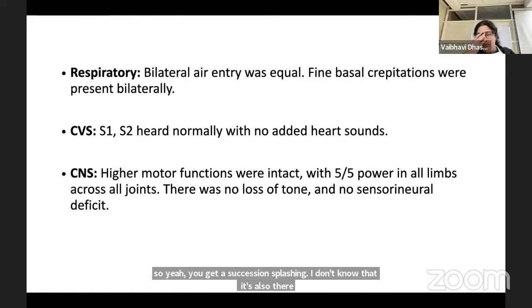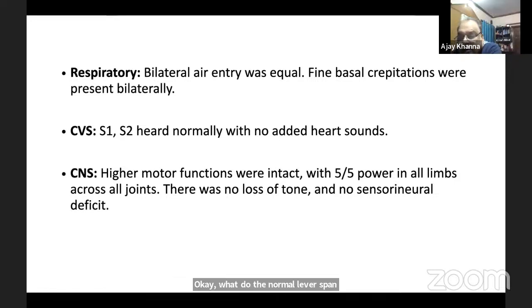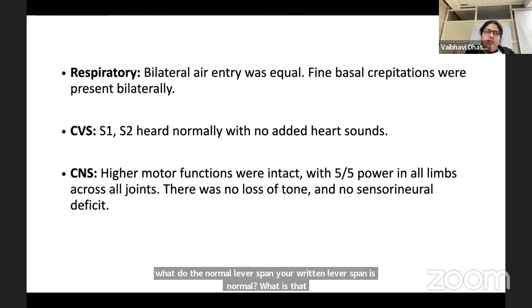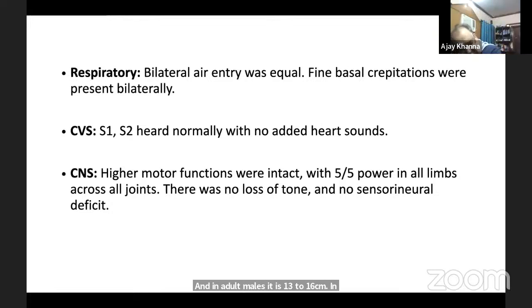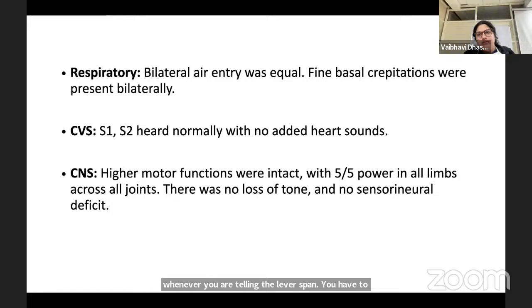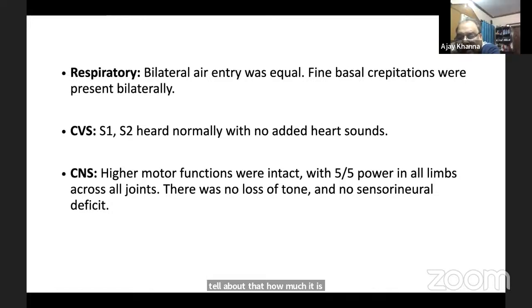Okay, what is the normal liver span? You have written liver span is normal. What is that? Sir, the liver span in this patient extended in the mid-clavicular line, with the vertical extent from the fifth intercostal space to approximately 2 to 3 finger breadths below the costal margin. And in adult males, it is 13 to 16 centimeters. You can't write finger breadths below the costal margin. You have to always give the measurement. Whenever you are telling about the liver span, you have to tell how much it is, 13 centimeters or 12 or 14 centimeters in the mid-clavicular line.